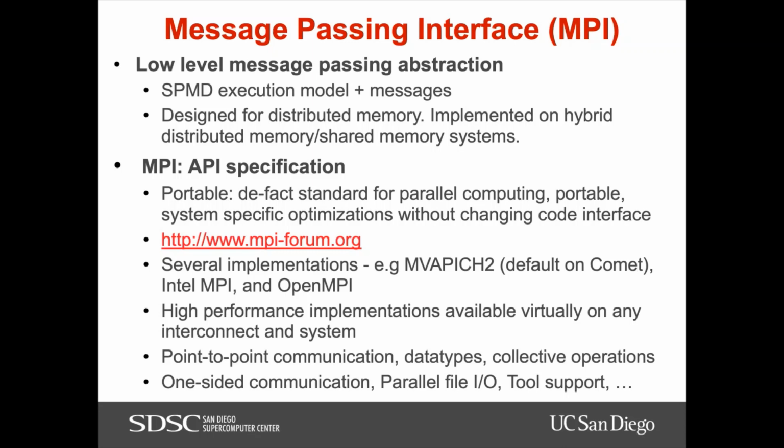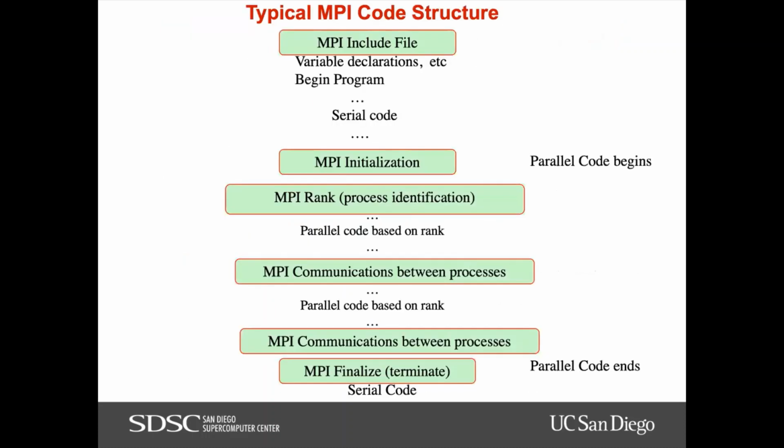And there are a lot of different types of communication you can do. You can do point-to-point, that is one task talking to one other task, or you can do collective, where all the tasks are talking to each other, basically sending data to each other. And you can also have various data types. And there's parallel IO, there are tools to look at the performance, and there's also one-sided communication, lots of different things you can do.